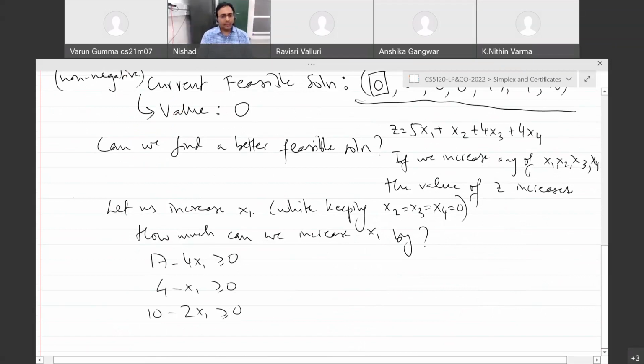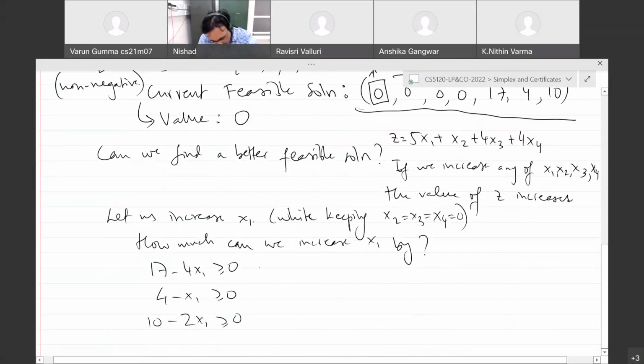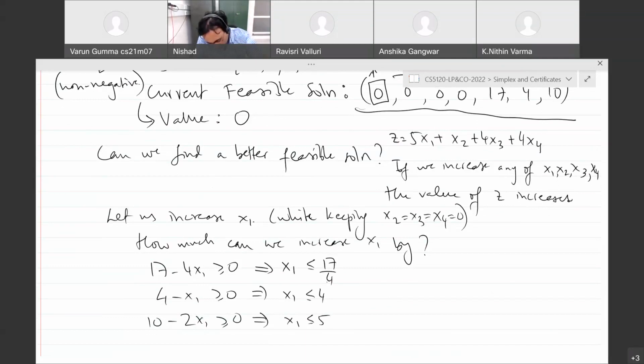Okay, I've just written down the red circled part here. We want all of these to be at least 0. This implies that x1 is at most 17 over 4. This implies that x1 is at most 4. And this implies that x1 is at most 5. Right? So, well, 17 over 4 is just 4 1/4. So the best we can do is we can increase to at most 4.